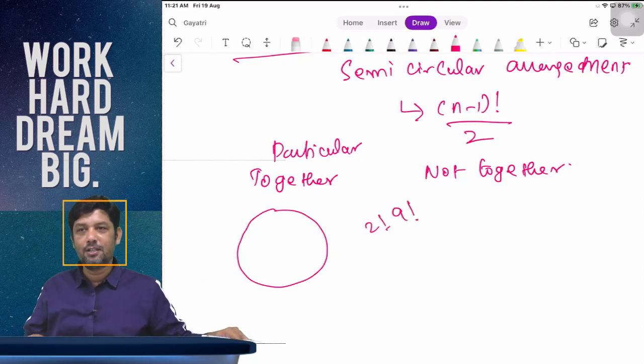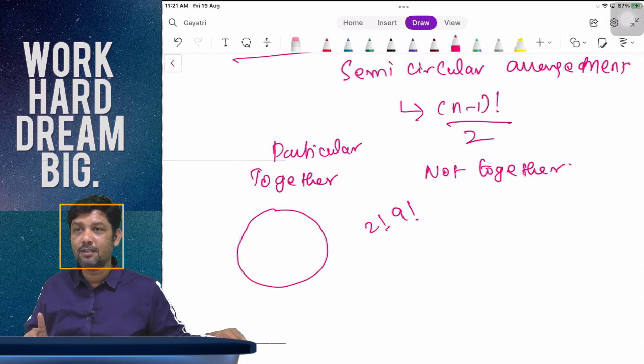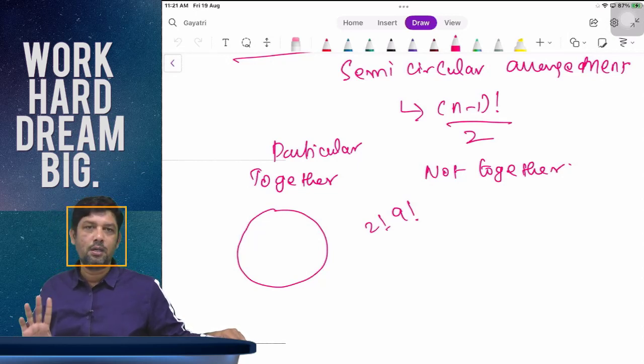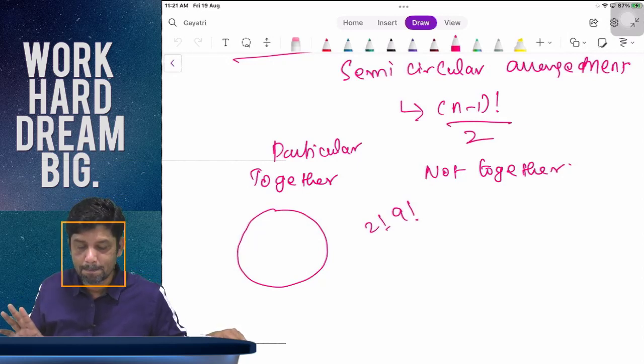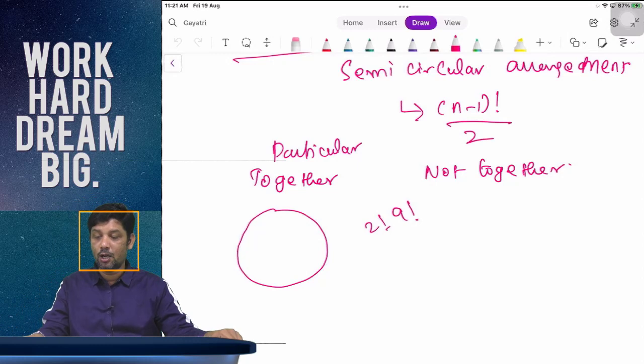Is that right? If it is a linear arrangement, what is the answer? 2 factorial into 9 factorial. Do you all agree, online students? Yes. Now listen here. 2 factorial into 9 factorial.